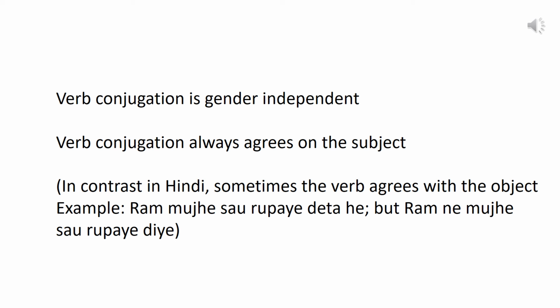A couple of things to note. Verb conjugation is gender independent, unlike in languages like Hindi, Tamil, etc. In Hindi, you would say Ram gaya, Sita gayi. The other thing to note is that verb conjugation always agrees with the subject, unlike in Hindi, where sometimes the verb agrees with the object rather than the subject. In Hindi, you would say, Ram mujhe 100 rupaye deta hai, but Ram ne mujhe 100 rupaye diye.